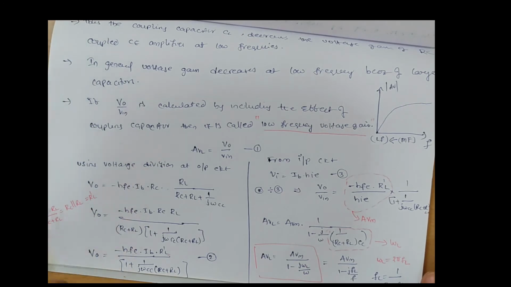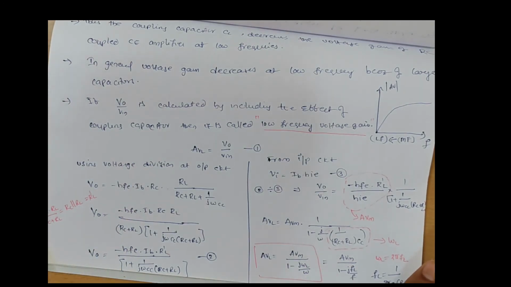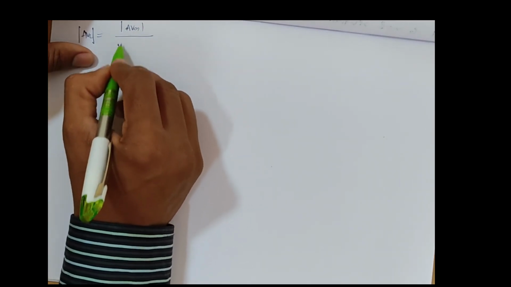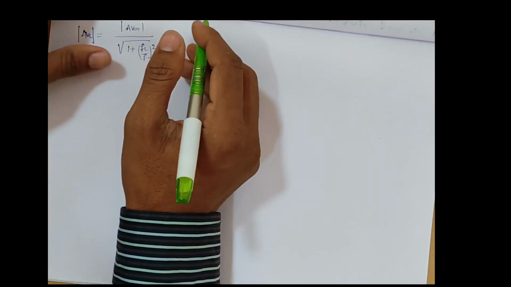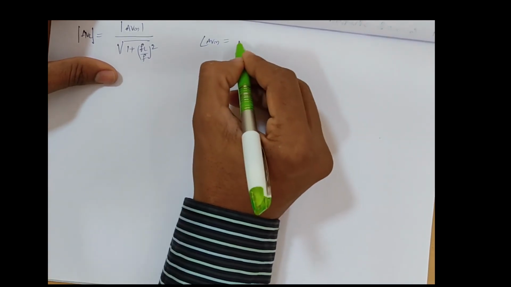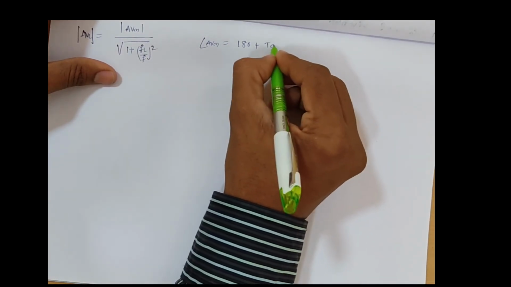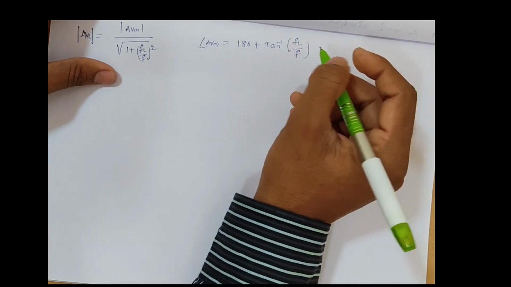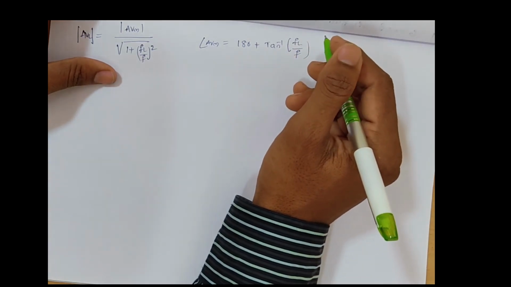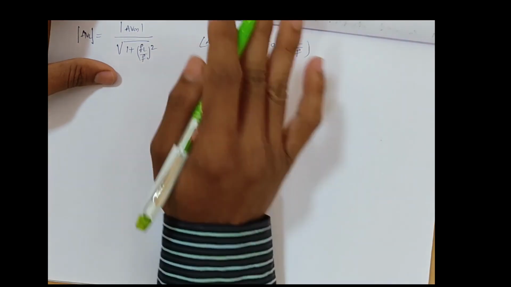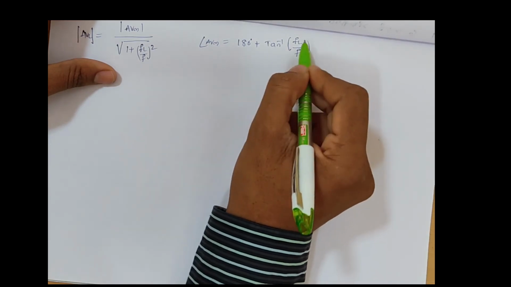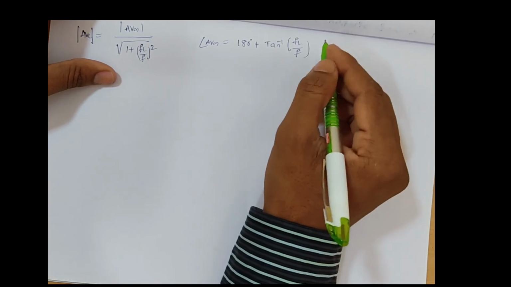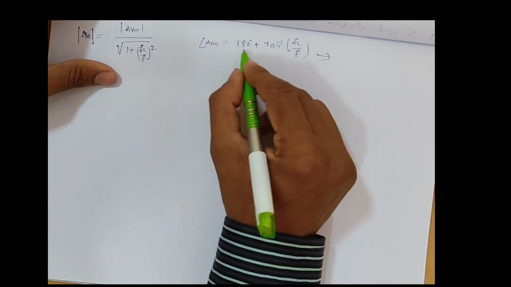Now we will calculate the magnitude of this voltage gain. The magnitude of AVL equals mod AVM by the square root of 1 plus FL by F whole square, and the angle is 180 degrees plus tan inverse of FL by F. That means 180 degrees is offered by the CE amplifier. Now we are considering the effect of the coupling capacitor. Because we know AVM is already 180 degrees, that's why we have written 180 degrees.